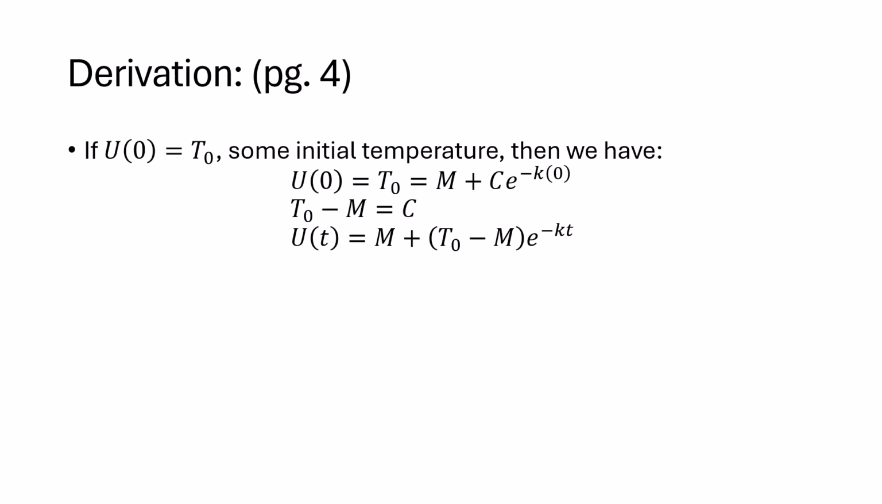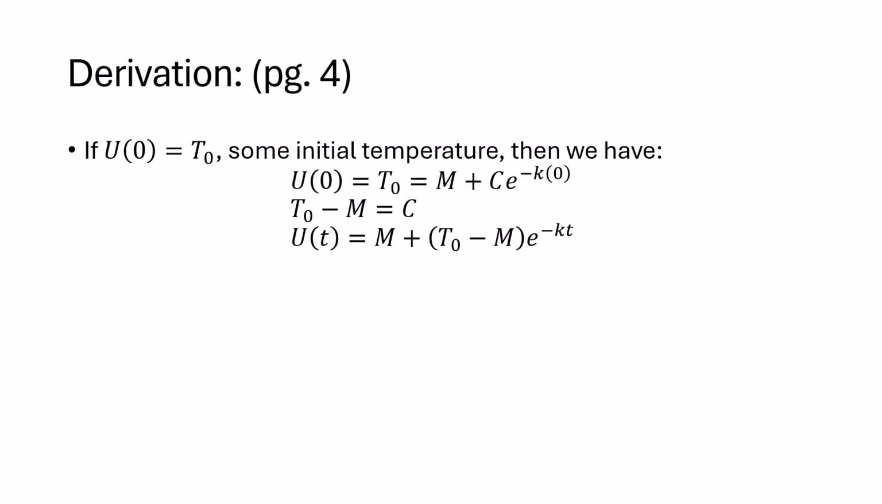So if we set U at 0 equal to some initial temperature, we'll call it T naught, then we have U of 0 is equal to T naught. Now T naught has to be equal to M plus C times e to the negative k times 0. Well, negative k times 0 is 0, and e to the 0 is 1. So we have T naught minus M is equal to that arbitrary constant, C.